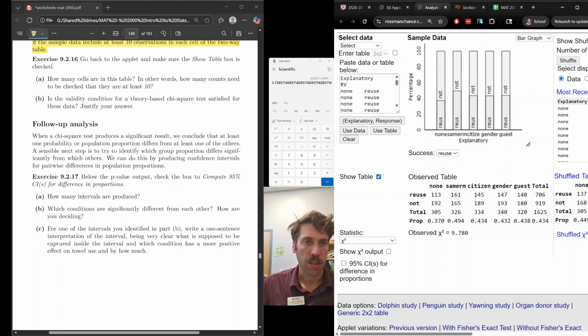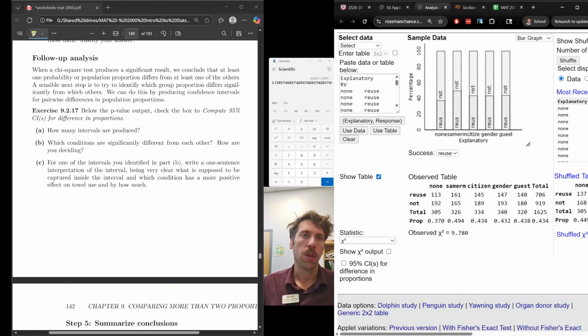Okay, so now we do follow-up analysis. When a chi-squared test produces a significant result, we conclude at least one probability or population proportion differs from at least one of the others. A sensible next step is to try to identify which group proportion differs significantly from which others. We can do this by producing confidence intervals for pairwise differences in population proportions.